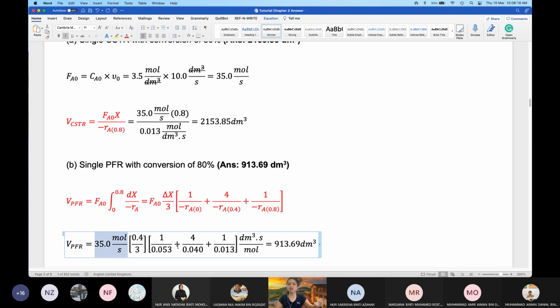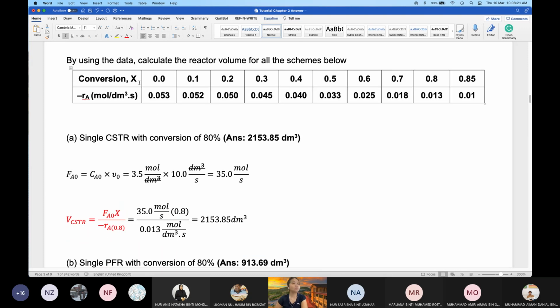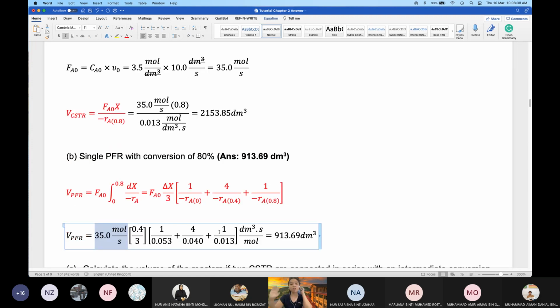Okay, in the bracket, look at the table. When my X is 0, minus RA is 0.053. When my X is 0.4, minus RA is 0.040. When my X is 0.8, minus RA is 0.013. So, you just replace with the values. Don't forget, you have to divide by the value. If you calculate correctly, you get the volume as 913.69 dm cubed. So this is the volume of a single PFR if we want to achieve conversion of 80%. So done for these two questions.